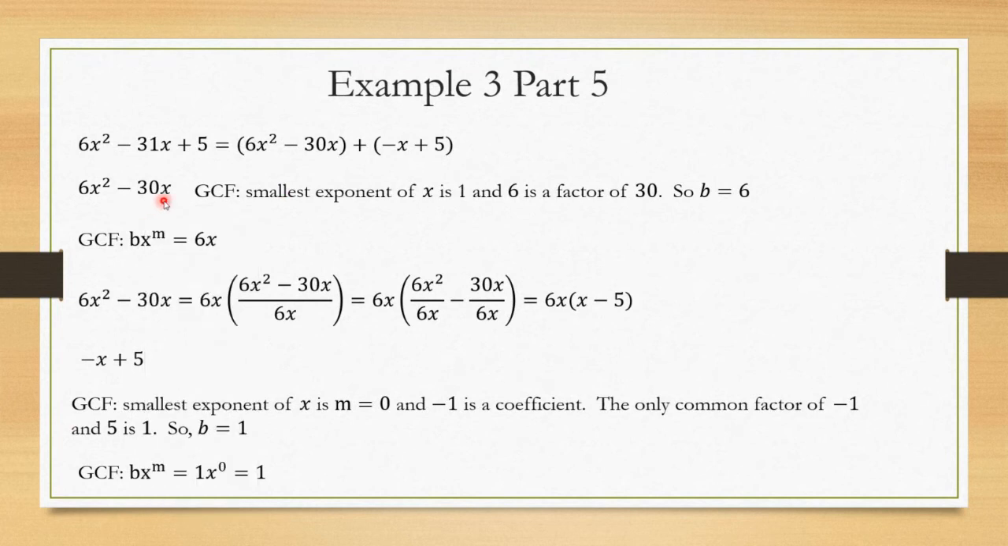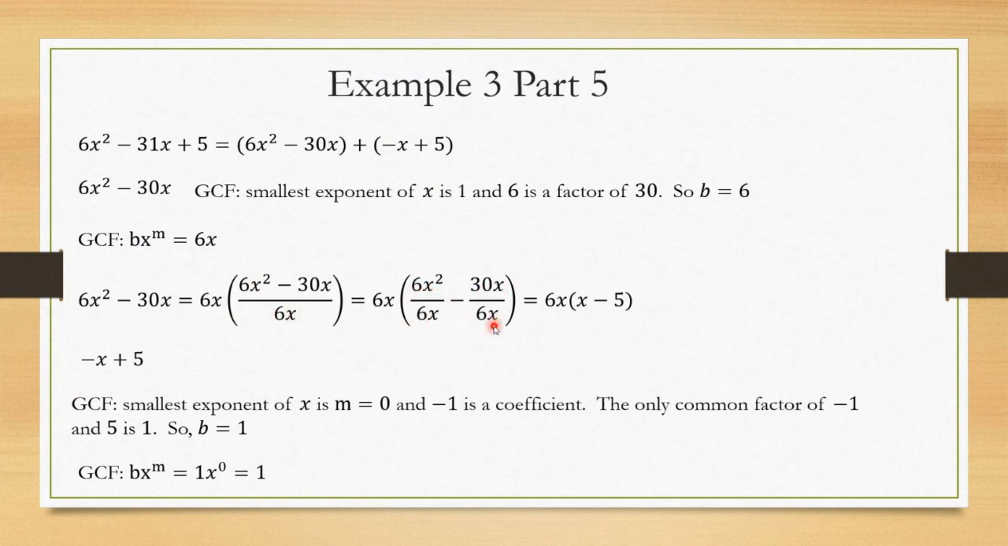Okay, so for the first group, let's handle that first. We can see that the smallest exponent of x is 1. So m is 1. 6 is a factor of 30. So 6 alone is the greatest common factor of 6 and 30, the coefficients. B is 6. B times x to the m is then 6 times x. So we factor it out. How do we do that? Put it in front and divide. And when you divide, you have to divide into each term in a difference or a sum. So we divide into each term.